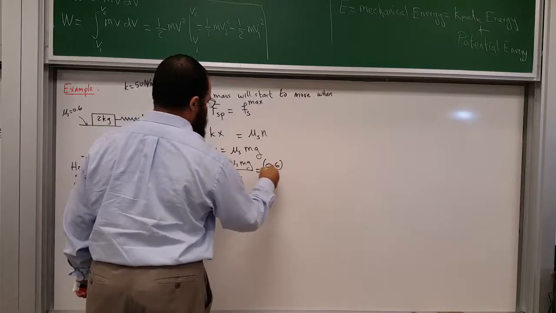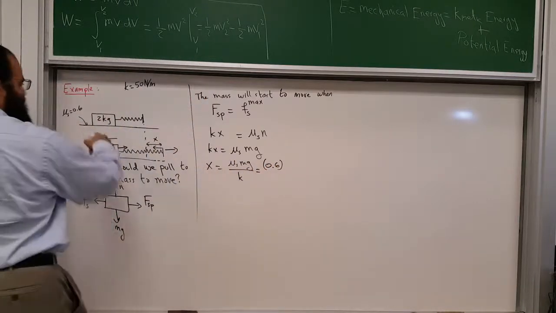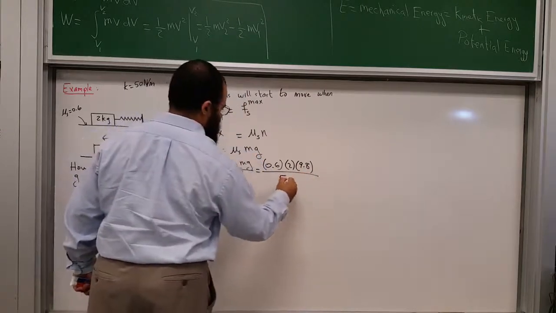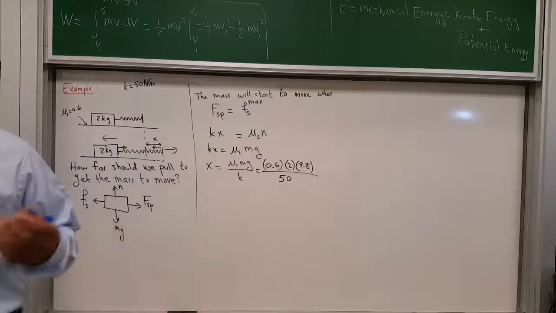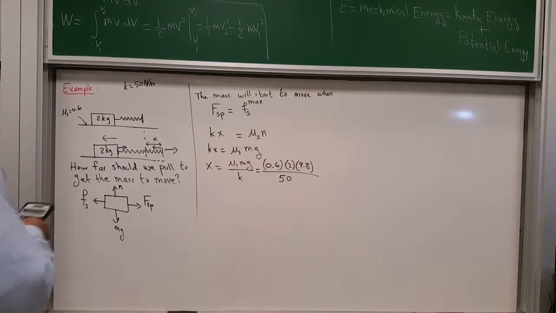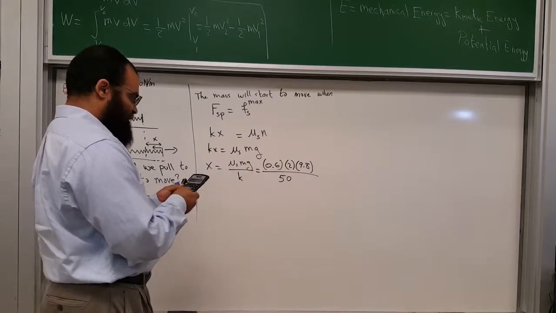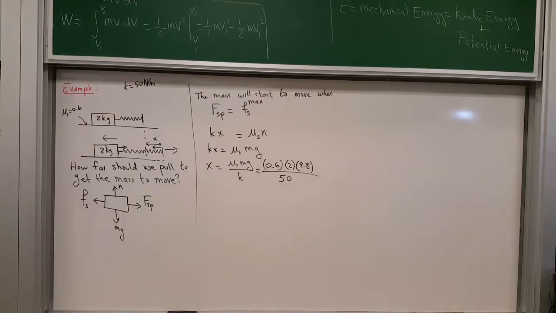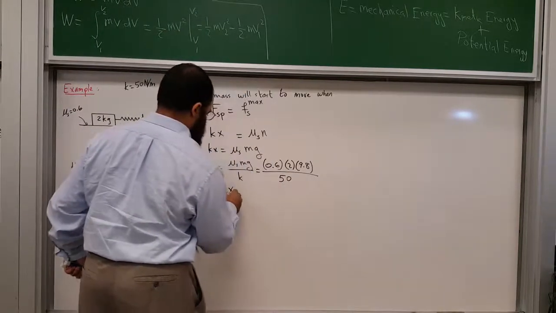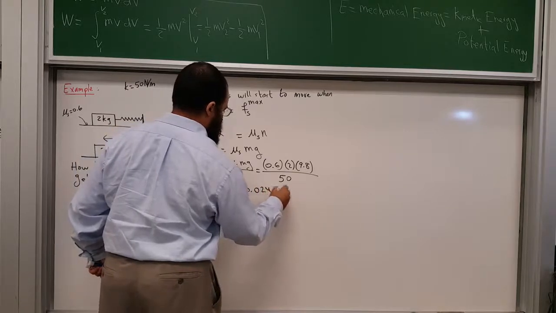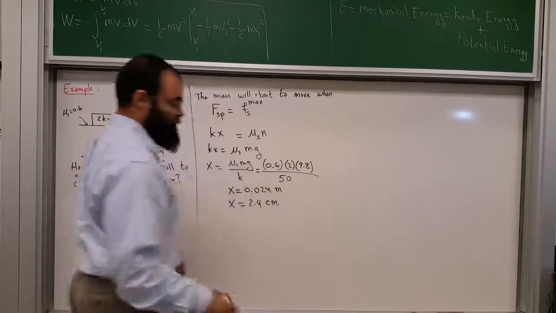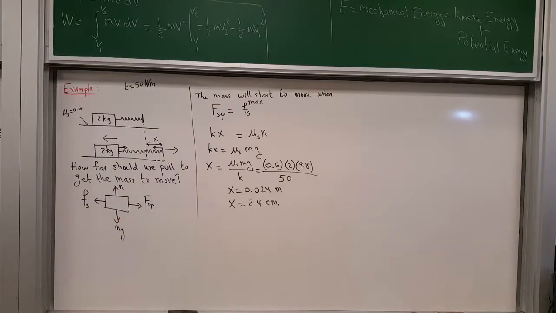Mu s is 0.6 in this problem. It's given to us. The mass is 2 kilograms. g is 9.8, and k is 50. And so we get, well, we need a calculator for it. How far should we stretch it? It would be 0.6 times 2 times 9.8, and you divide by 50. You get 0.024, basically. You get x equal to 0.024 meters. That's approximately 2.4 centimeters. That's how far you will pull the spring. All right.